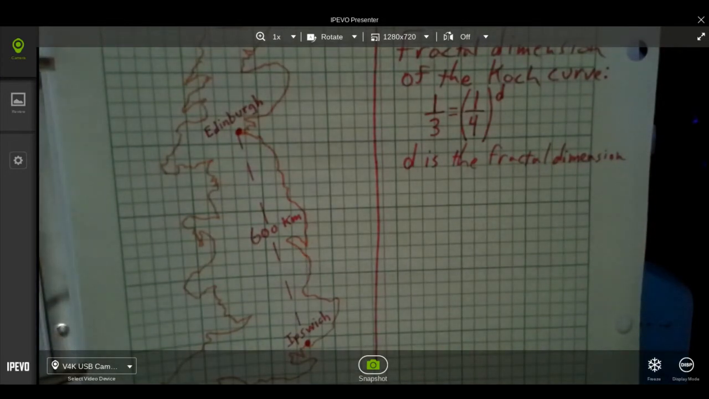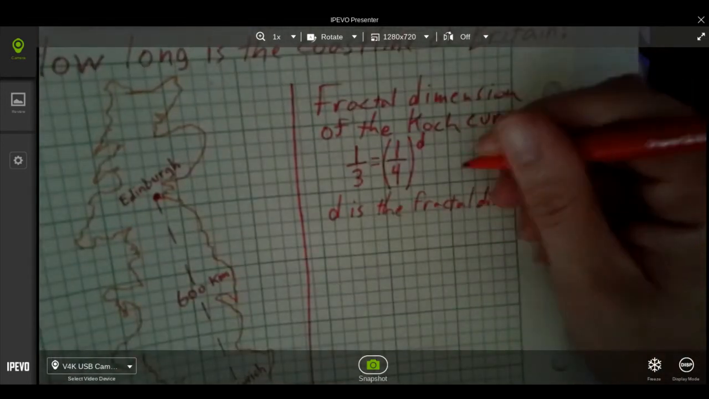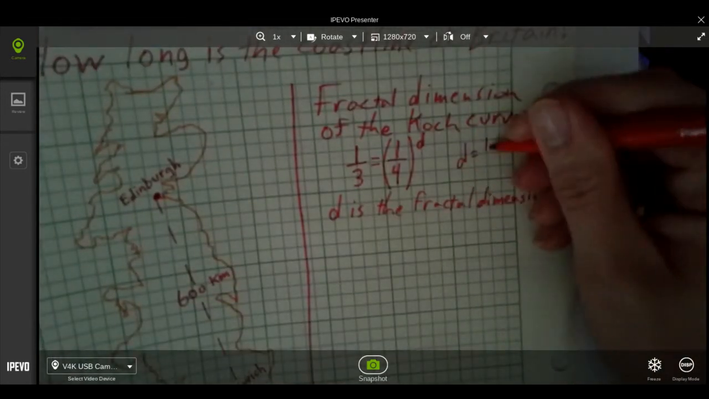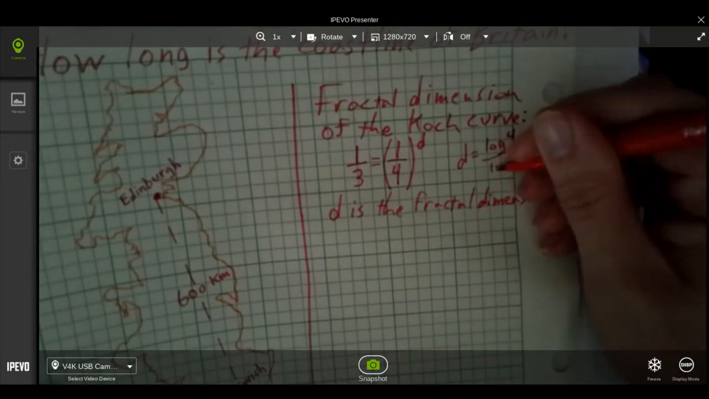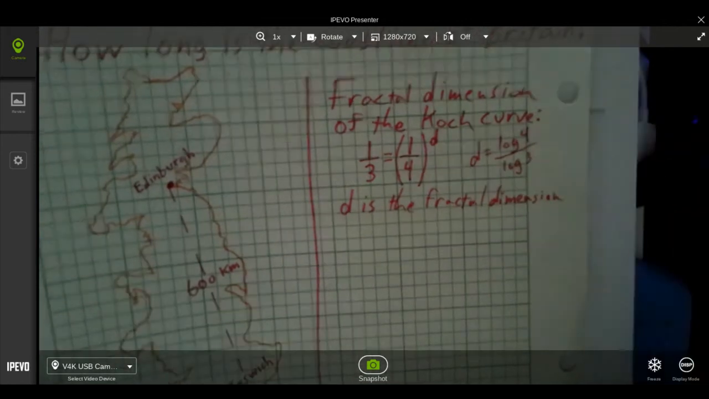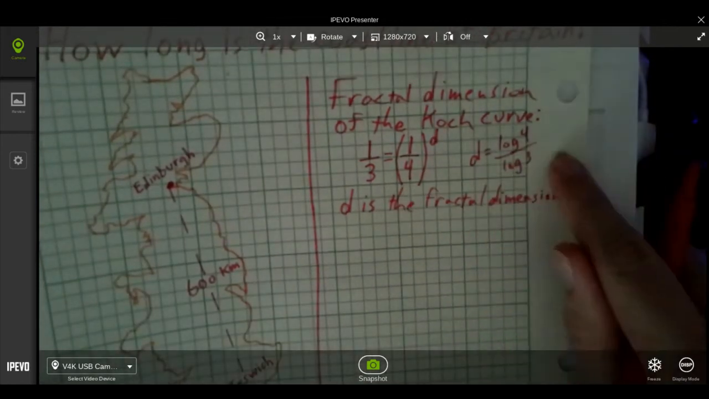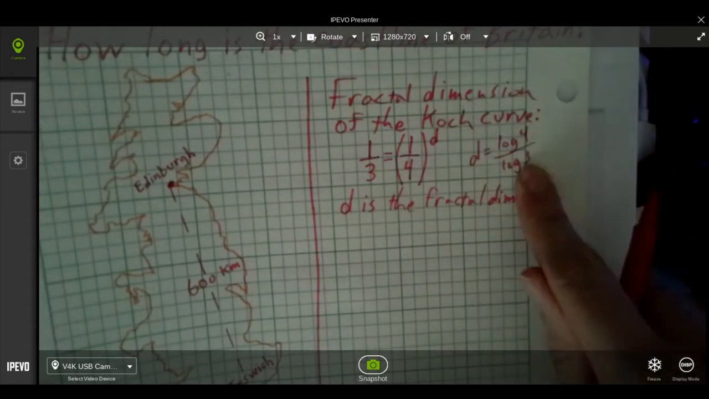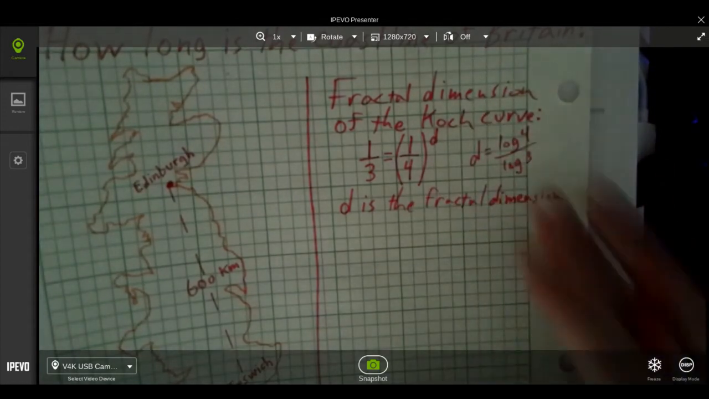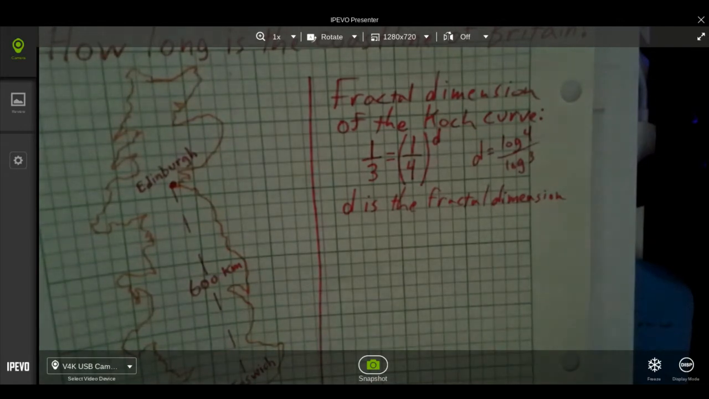So d is the fractal dimension, and it's basically based on a log over log curve. So basically log of 4 over log 3 will get you the fractal dimension here. Okay, that's called a log over log curve. I'm not going to go into detail about how I got there, but just know that's where it's coming from. All right, so that's the fractal dimension.